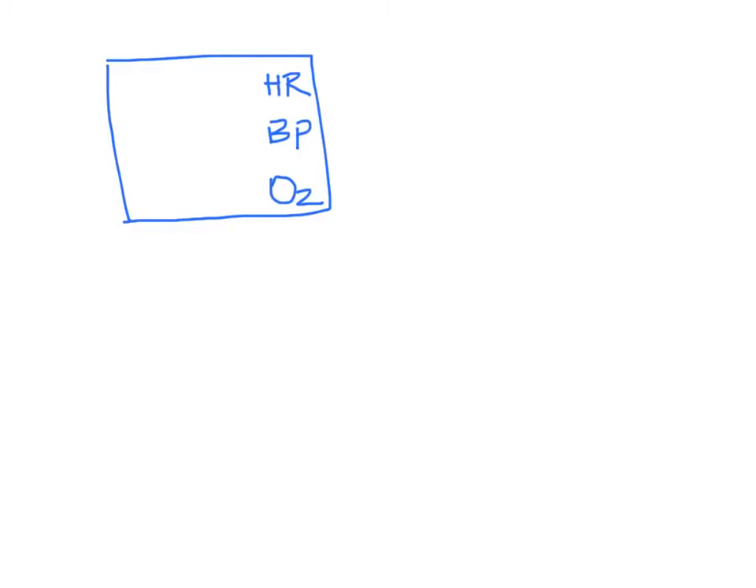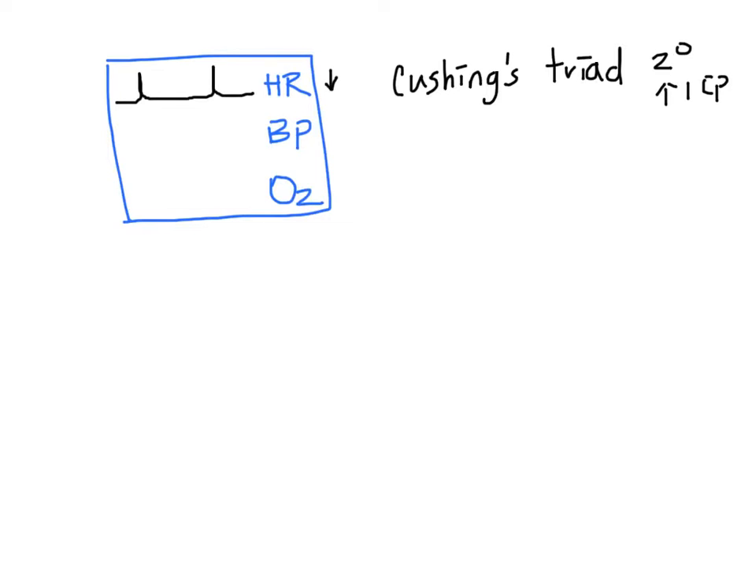While the patient is on the cardiac monitor, we want to look out for Cushing's triad. This is a physiological response to increased intracranial pressure. It consists of bradycardia, hypertension, and apnea.